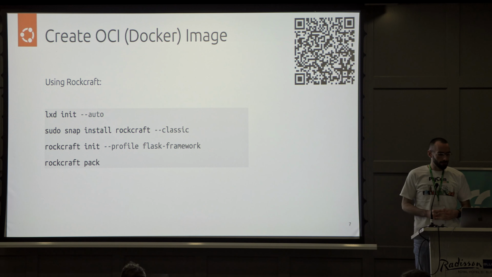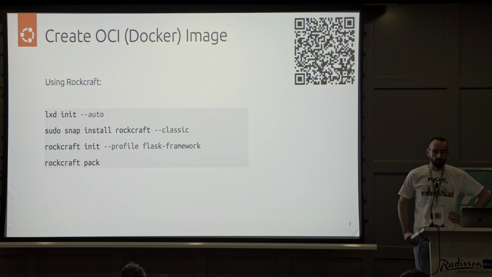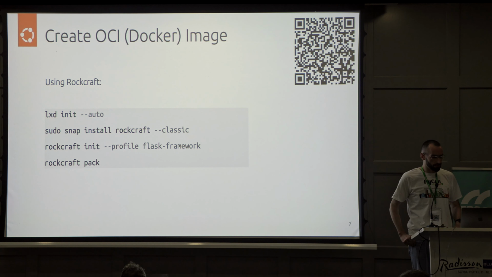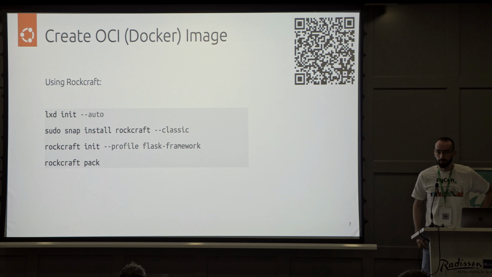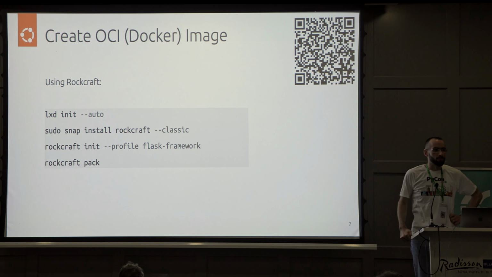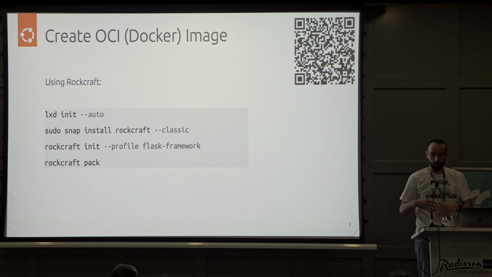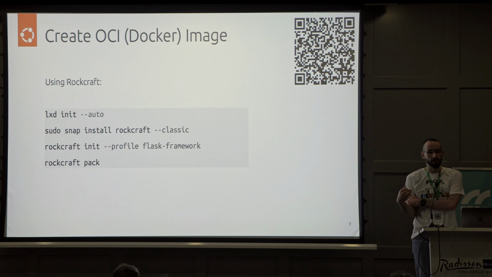So here's an alternative. Canonical has been working on a tool called Rockcraft, which you can use to create OCI images. It actually natively understands Flask, so it knows how to create images for Flask applications. In the top right there, you can see a QR code, which is a link to a tutorial that will go through how to go from a Flask application all the way to an OCI image which is production ready.